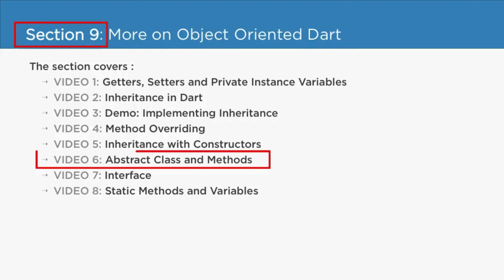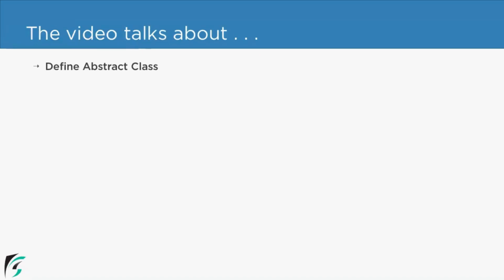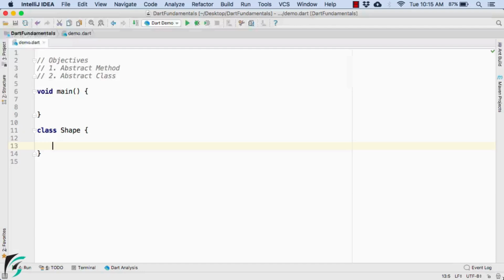Currently we are in section 9 and we are about to check out the 6th video of this section. So in this video we will check out what are abstract classes, how to define them, and also what are abstract methods. So again, head back to your editor and these are our video objective.